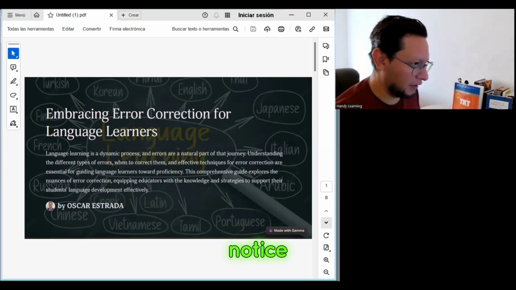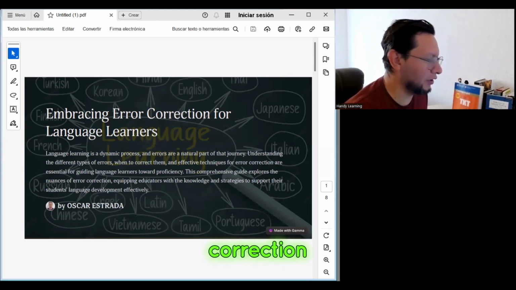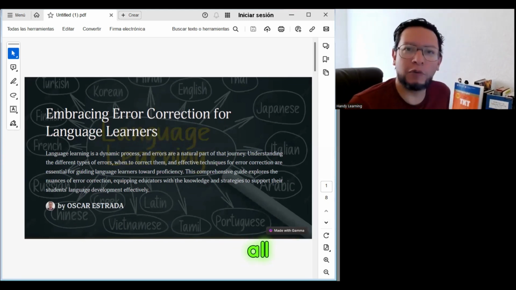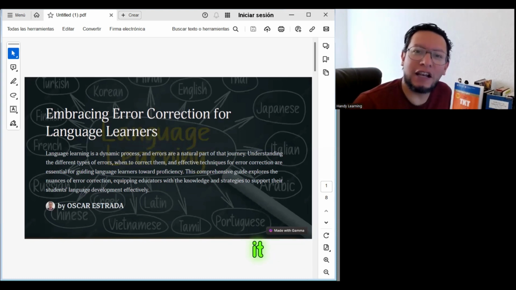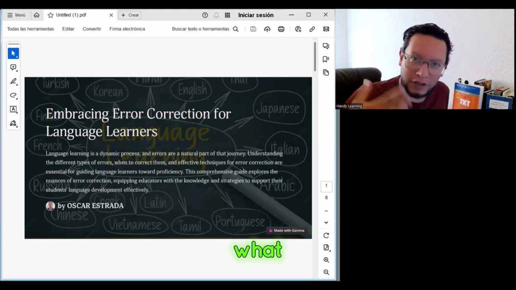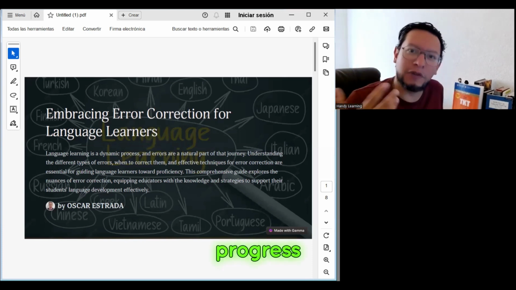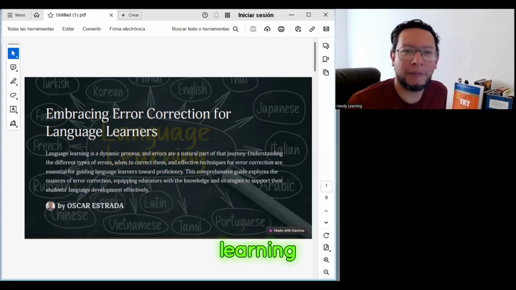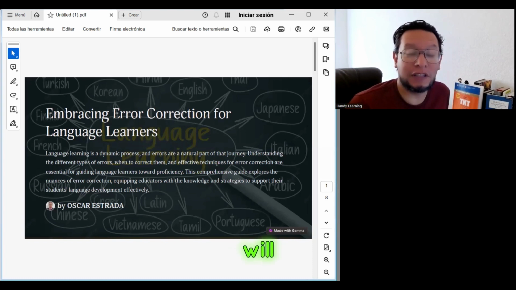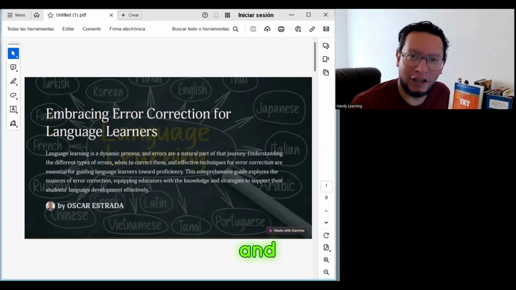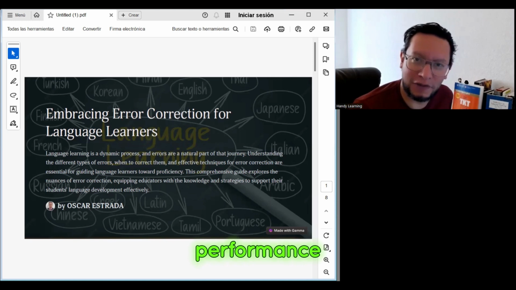If you notice the screen, we have the error correction for language learners. First of all, we need to understand that errors are not something negative. It's something actually positive because it allows us to understand what we need to change to correct in order to grow and to progress with our language learning. Just like in life, error will tell us what we did wrong and so how to change it as well so we can continue and improve our performance of a language.